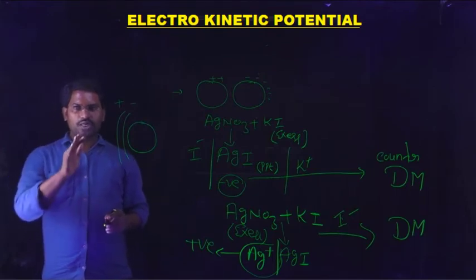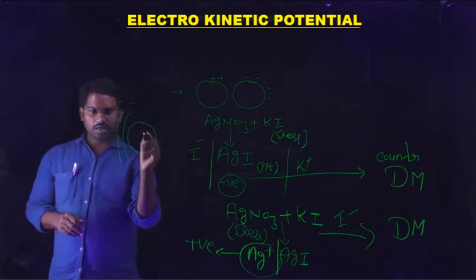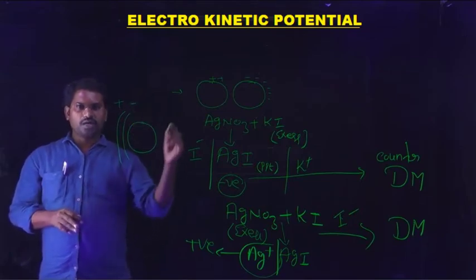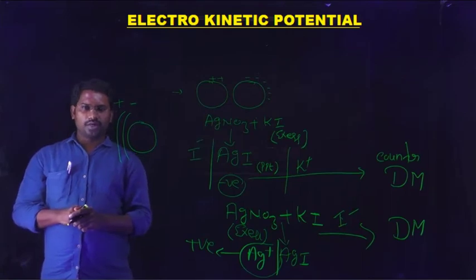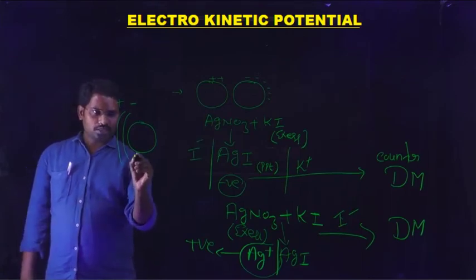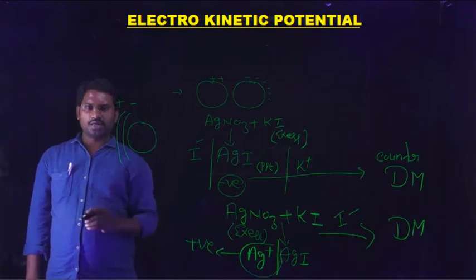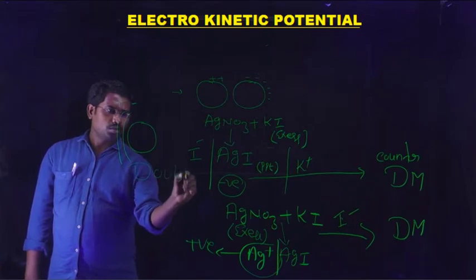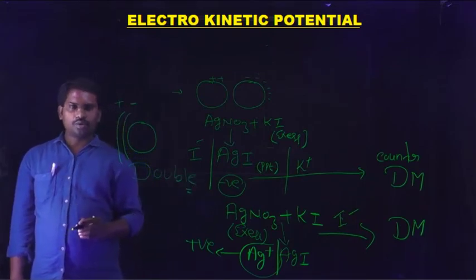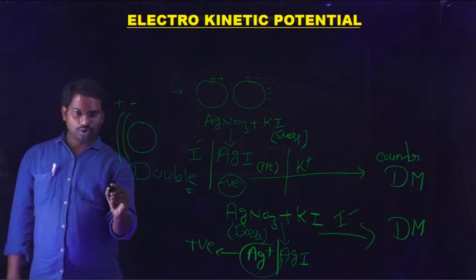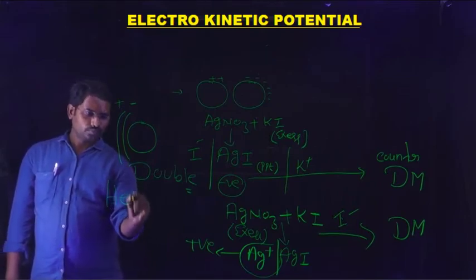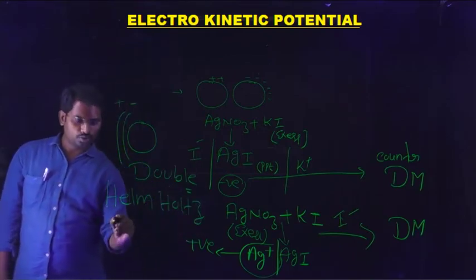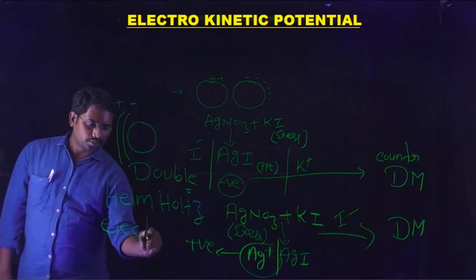The positive charge species which are present in the colloidal particle are closely attracted by the negatively charged particles of the other medium as counter ions. Therefore, the two layers surrounding a given colloidal particle are known as a double layer. This is known as the Helmholtz electrical double layer.